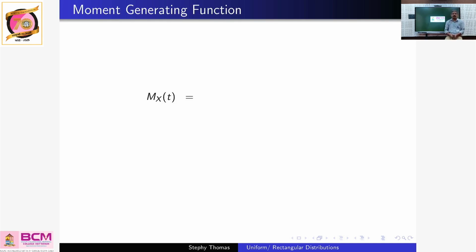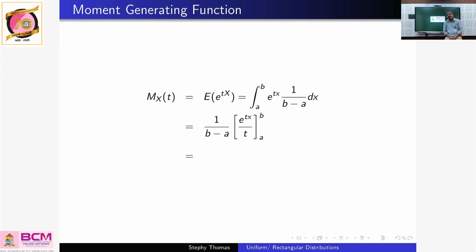Now we will go on for finding out another basic property called moment generating function. We have defined the moment generating function Mx to be expectation of e raised to tx, and it is nothing other than integral over the range of variation of x, e raised to tx into f of x dx. Here f of x is equal to 1 by b minus a, so that is equal to 1 by b minus a into dx. And this 1 by b minus a comes out as a constant, and then we have integral a to b e raised to tx dx.